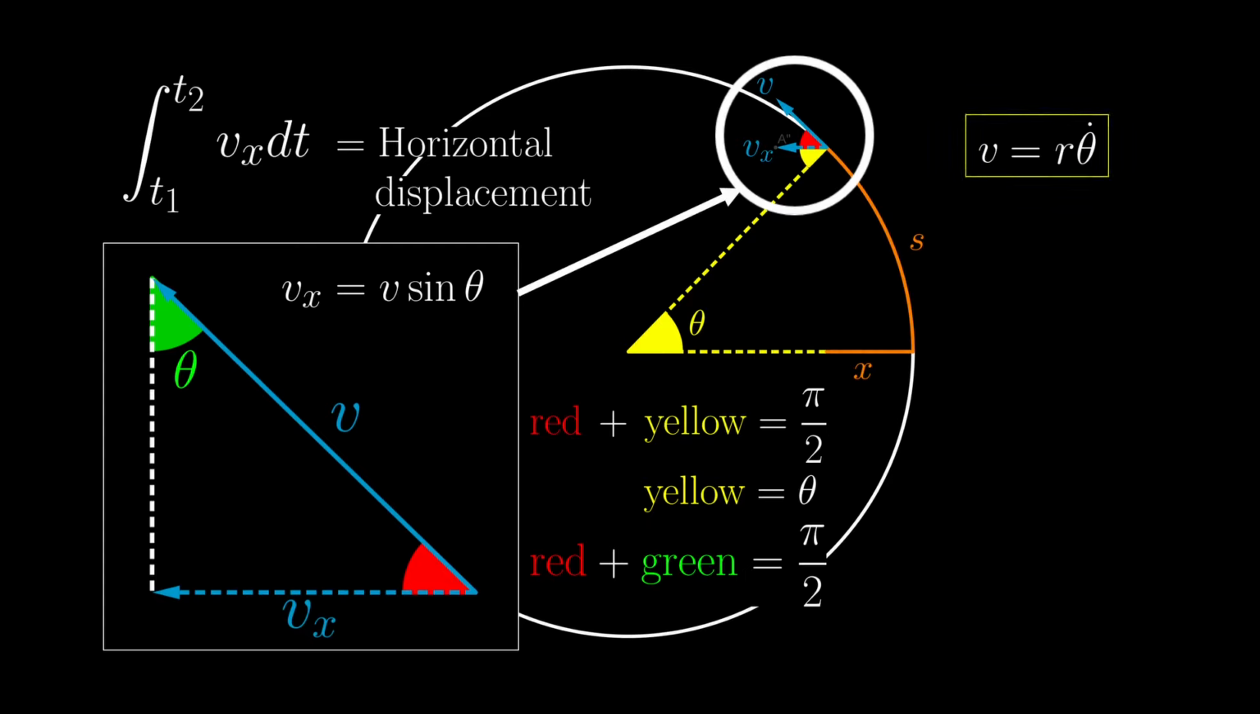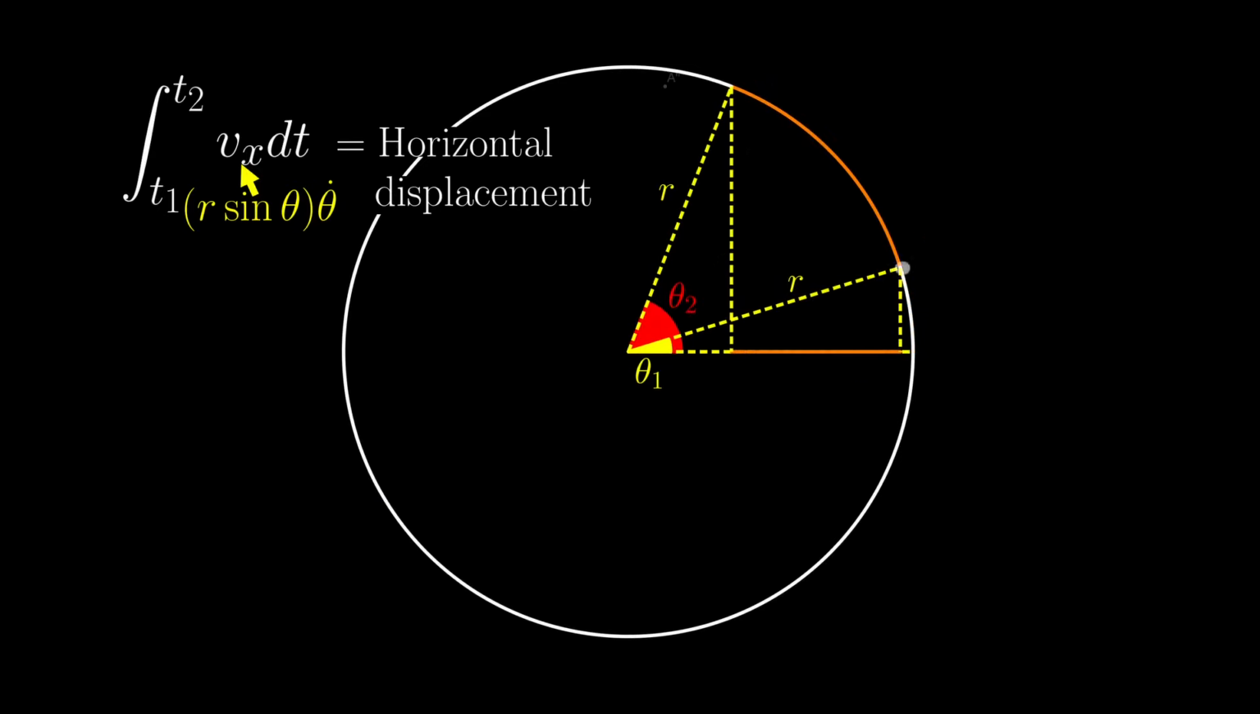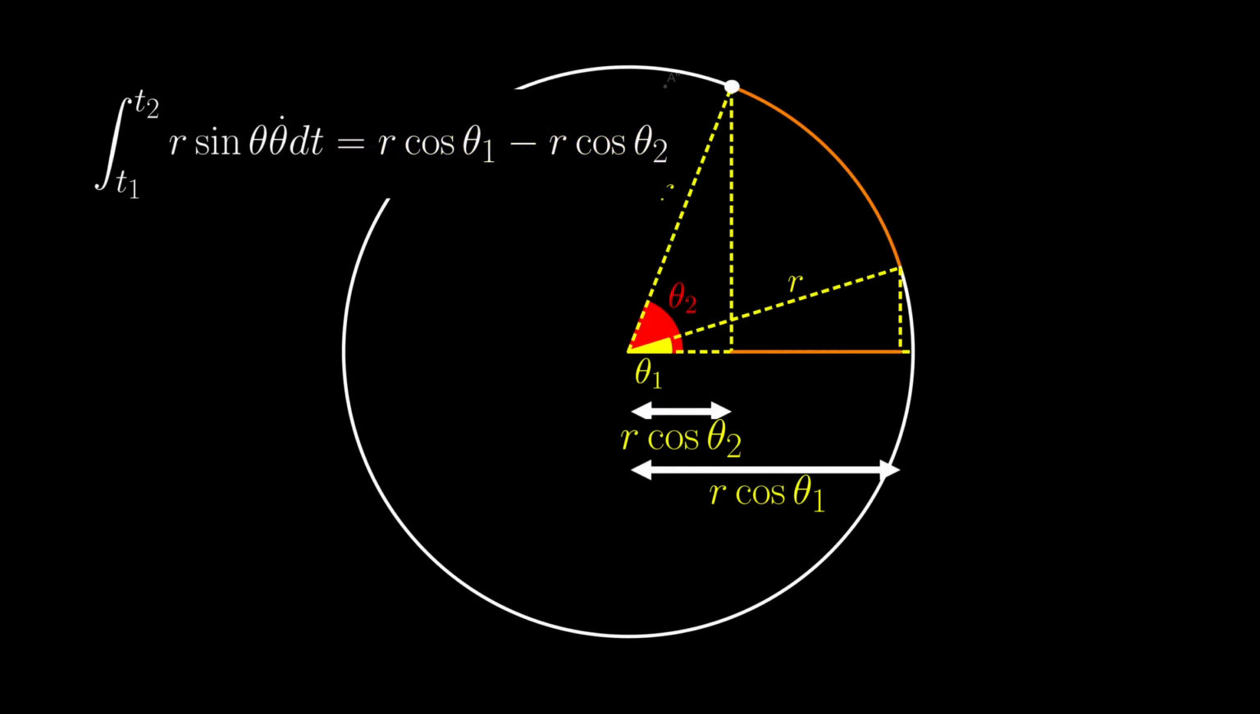Because of this formula, we can substitute v to be r times the rate of change of theta, and the integrand is this expression. Let's say a particle is at an angular displacement of θ1 at time t1. Then after some traveling on the circular track, it is at an angular displacement of θ2 at time t2. Then the horizontal displacement is the length of this orange segment. This can be calculated by considering these two horizontal segments, which are of lengths r cosine θ1 and r cosine θ2 respectively. So the horizontal displacement is r cosine θ1 minus r cosine θ2.